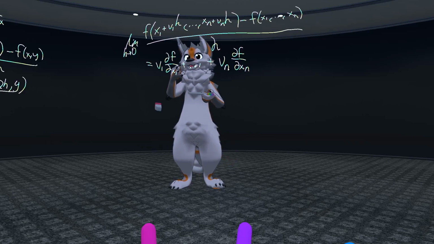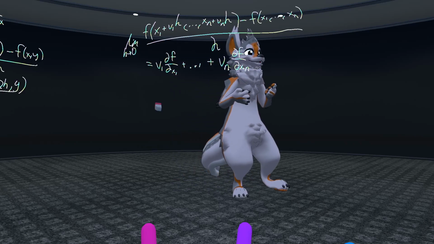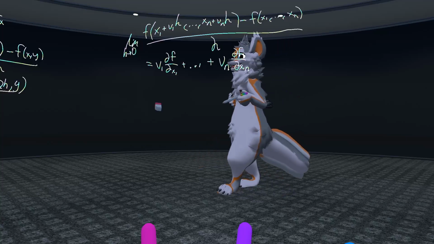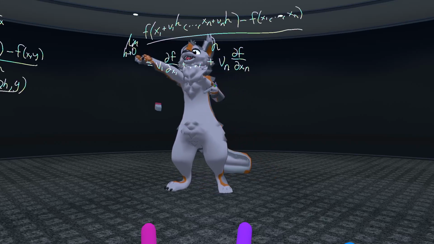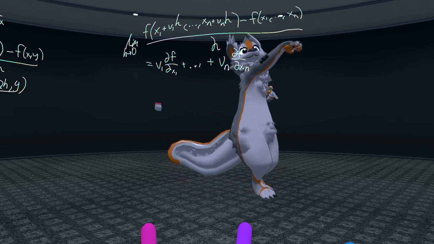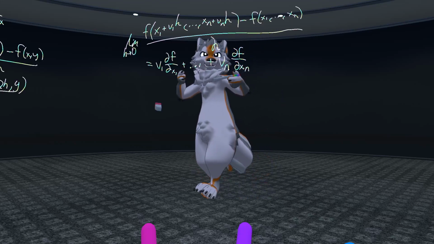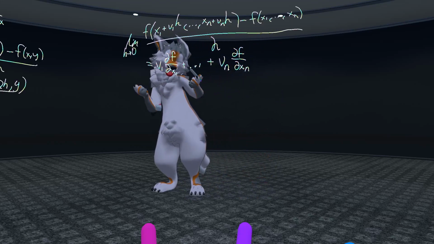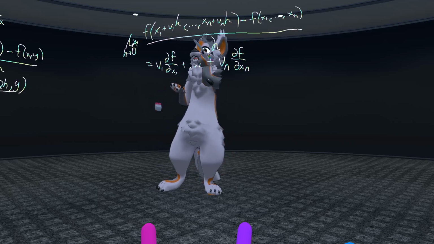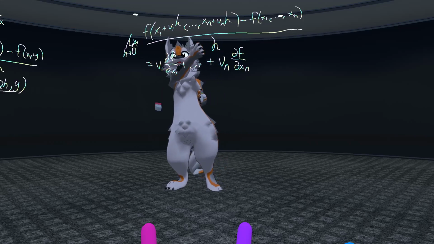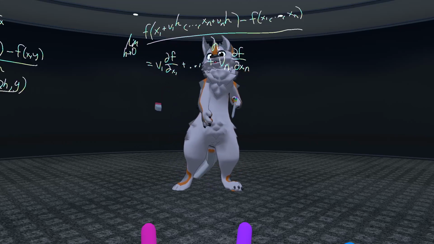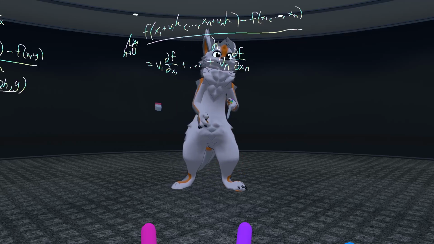Now, maybe at this point it could be helpful to consider the geometric implications of this. So we know how to compute this limit if h is continuous or something along those lines, right? If h is sufficiently nice is maybe a good way to put it. Then we can compute this limit, and it's this linear combination of the partial derivatives, right?